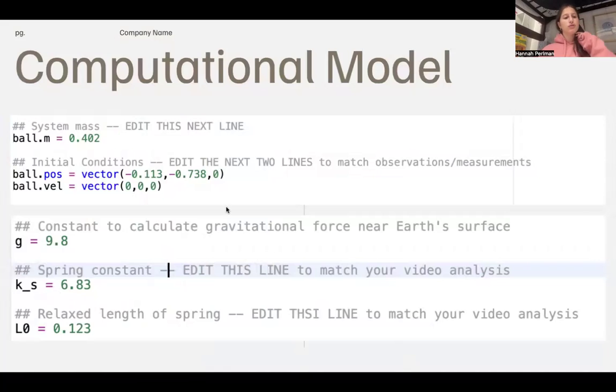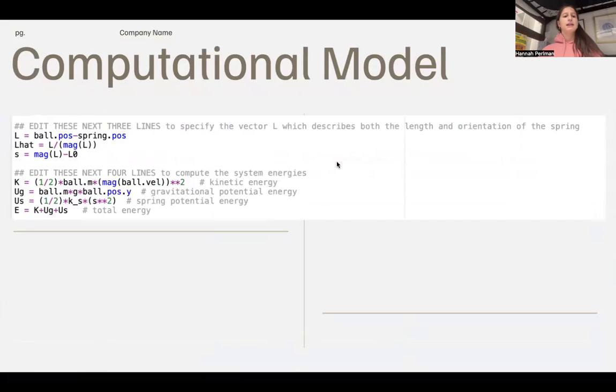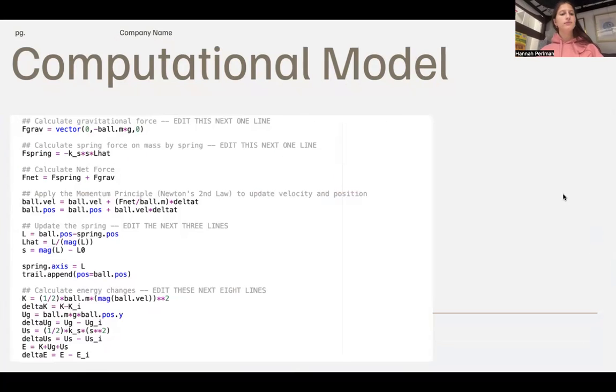So here's my computational model, and here's all those initial values that I got previously that I put into the computational model to get it to work. And then here is where I edited the lines to get the length and the L hat and S to make sure that everything would work properly in my code. Then the kinetic energy, the spring potential energy, the gravity potential energy, and the total energy, which is just all of those combined.